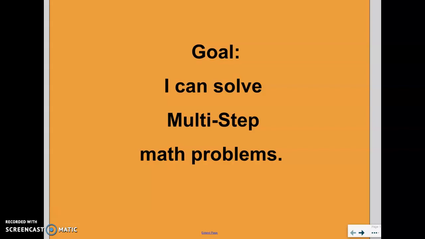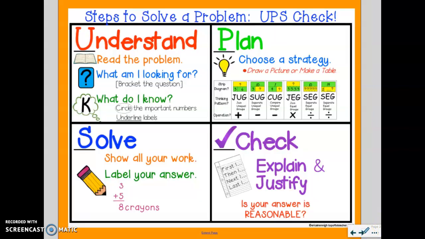Our goal is to solve multi-step math problems. We're going to do a quick review of the UPS check strategies. Remember, your first job is to understand the problem: bracket your question, what you are looking to solve, circle important numbers and underline your labels, and then decide on a plan. Choose a strategy and then choose an operation.